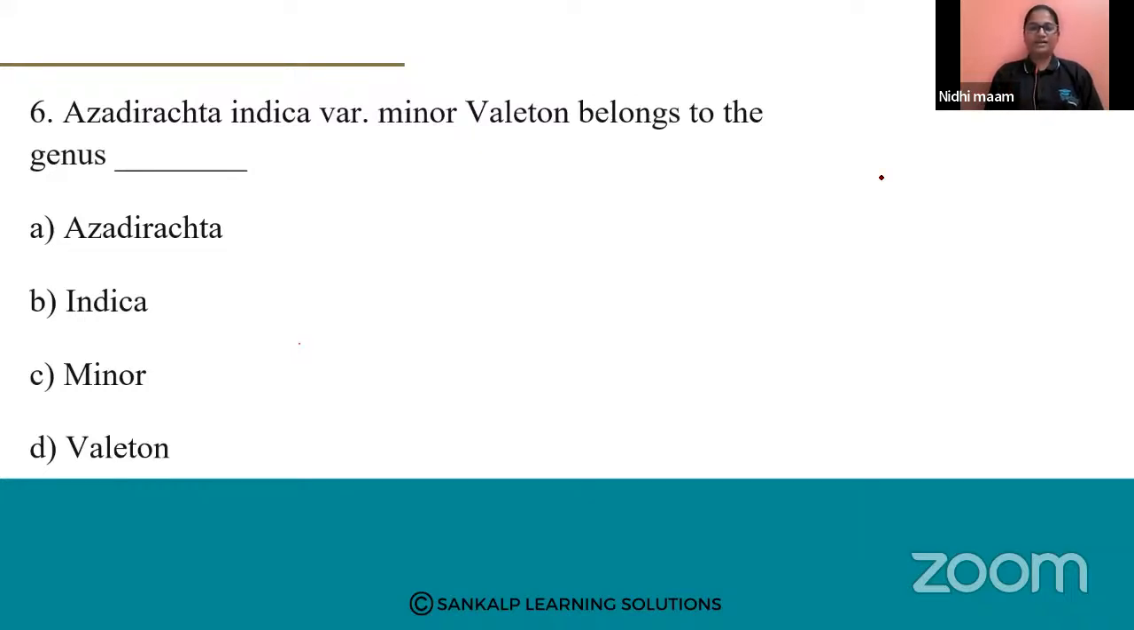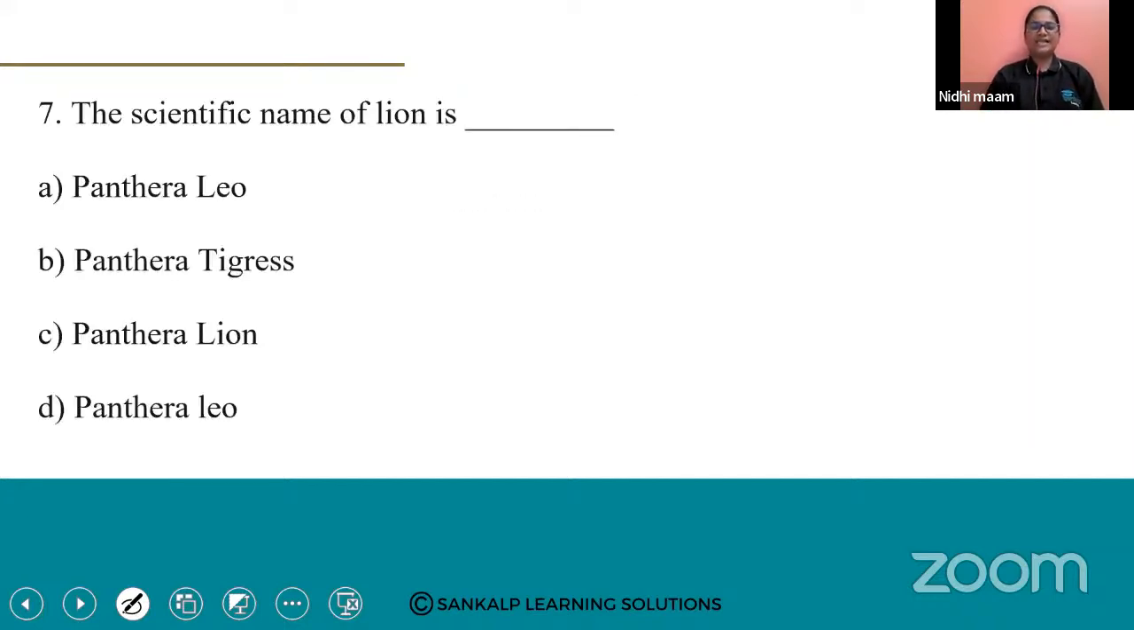Okay, fine. So most of you said it as option A exactly. So always the name starts with a genus name. Option A is the right answer. The scientific name of lion is, what is the scientific name of lion? Panthera leo, Panthera tigris, Panthera lion, Panthera leo.